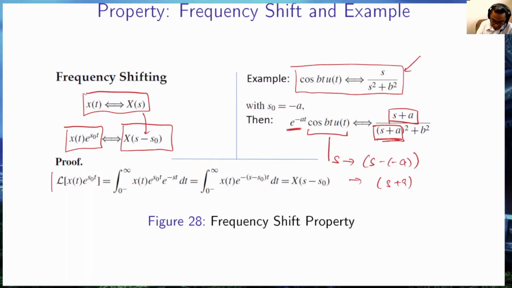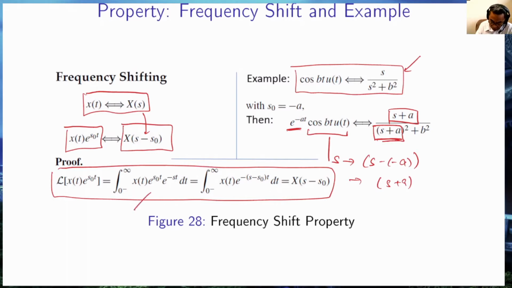The proof is in this one line equation. Simply, if we insert x of t times e to the s naught t, we can bring the exponents of this exponential together. So what we find is that we are now integrating x of t with respect to e to the minus (s minus s naught) t. So therefore, X of s minus s naught is the result.